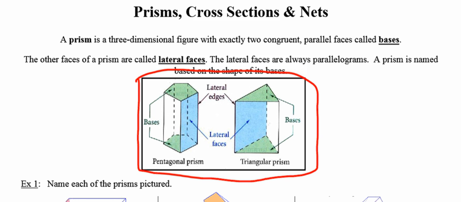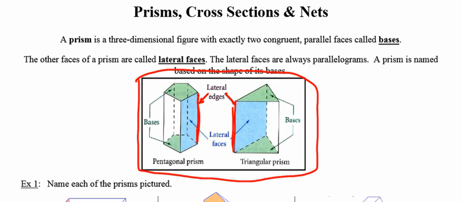The faces that are shaded in blue in each of those pictures represent the lateral faces. I like to think about those as making up the sides of our prism. So those lateral faces that you see in blue will always be parallelograms. The lateral edges are where two of the lateral faces come together and meet and intersect. So where two of those lateral faces come together, that's known as a lateral edge.